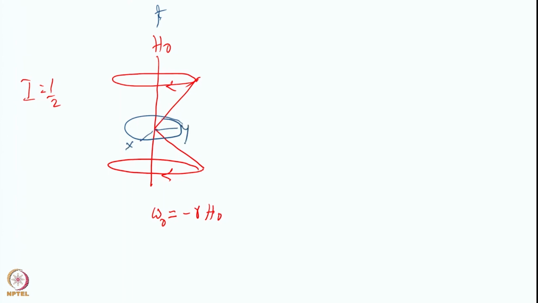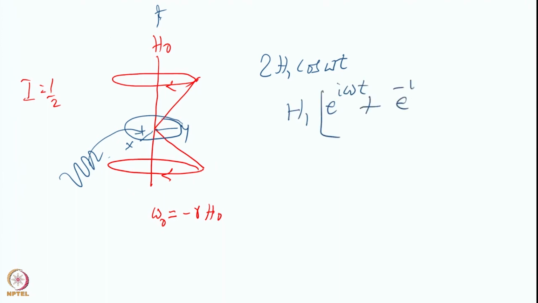The RF has to be applied in the transverse plane. So I apply here the RF, the radio frequency, which is in the electromagnetic spectrum, right. So I have here 2h1 cosine omega t. Okay. So I can break this up into two components, h1 times e to the I omega t plus e to the minus I omega t, divided by 2. This is the expansion of the cosine function.